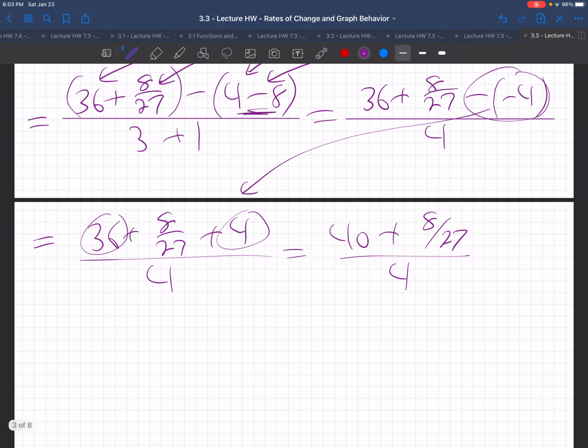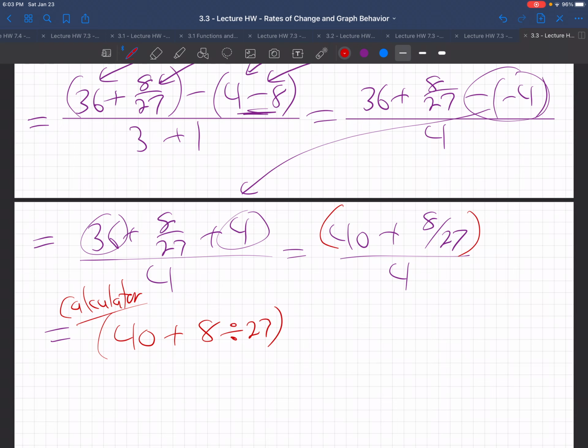Okay, so at this point I would just use my calculator. How do you do it in your calculator? Well, you always have to put parentheses around the numerator or denominator if there's more than one thing up there. So on your calculator, parenthesis 40 plus 8 divided by 27, parenthesis, divided by 4, hit equals or enter or whatever. Does that make sense what I did?